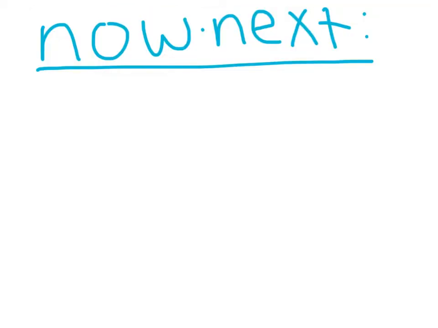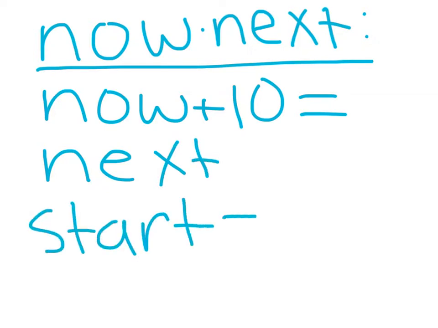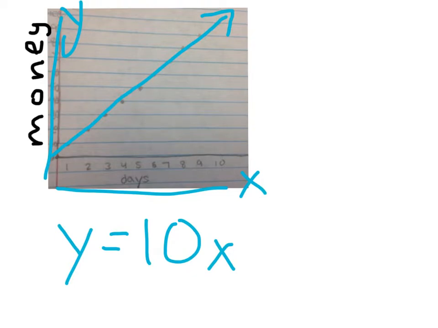The now next equation for this problem is next equals now plus 10, with the start value that equals 0. This graph shows how much money she raises goes in a linear line. So this shows that it is a linear equation. You have the days for the x value and the money for the y value. And the explicit equation for this would be y equals 10x. And you do not have a plus anything or minus anything because she gets 0 money in 0 days.